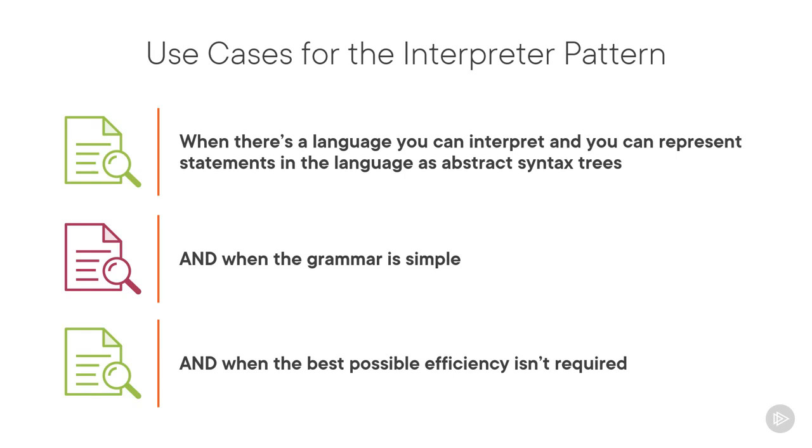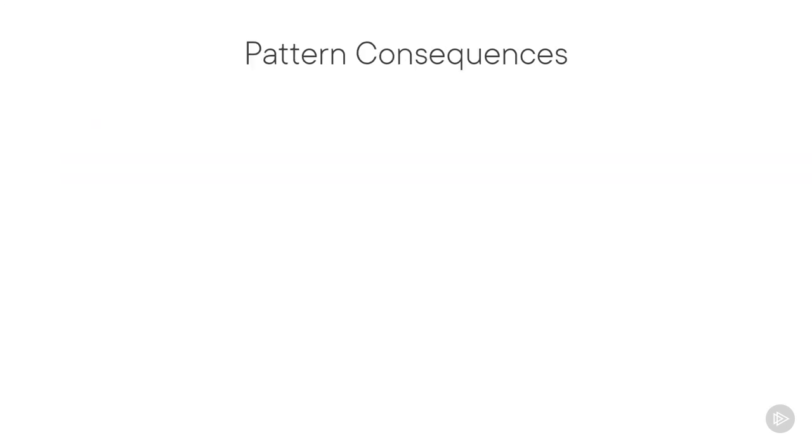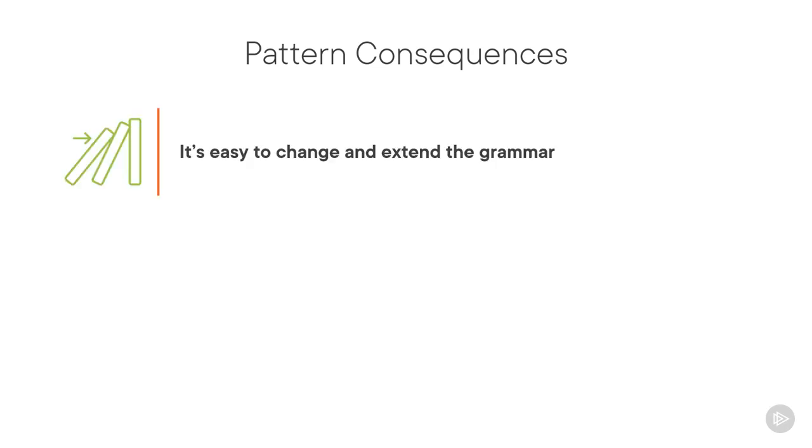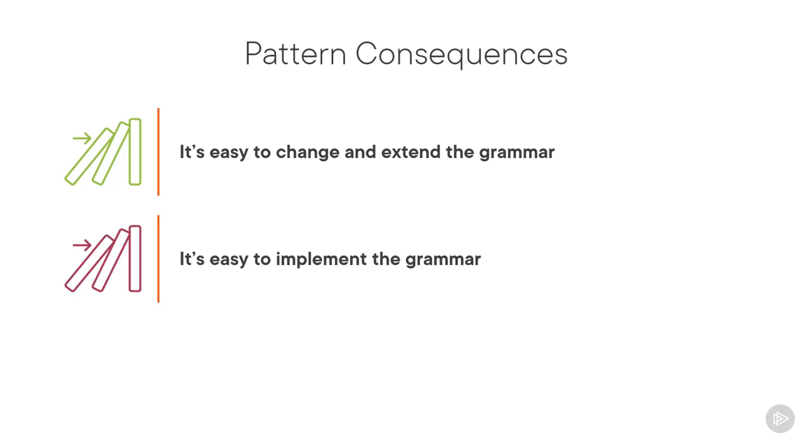Let's have a look at the consequences. The first consequence is an advantage. It's easy to change and extend the grammar. Grammar rules are represented by classes, and these can be extended via inheritance. Also, implementing the grammar is easy too, as all classes that implement the abstract expression have similar implementations.